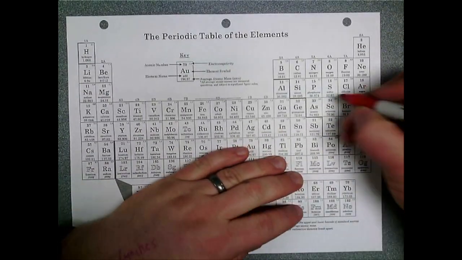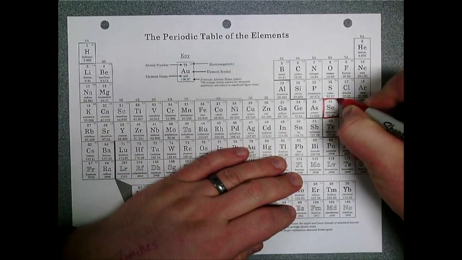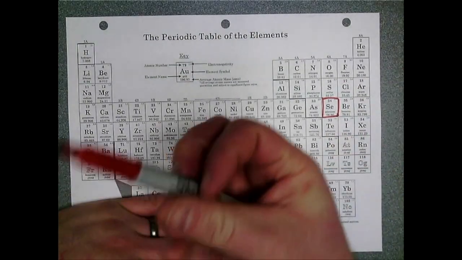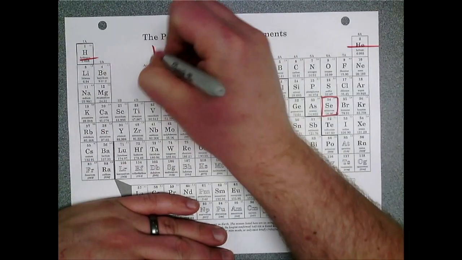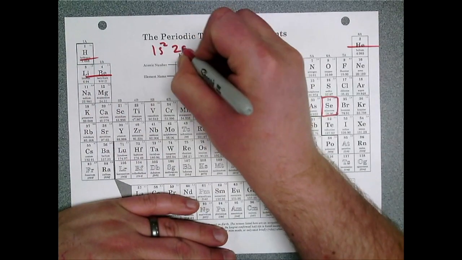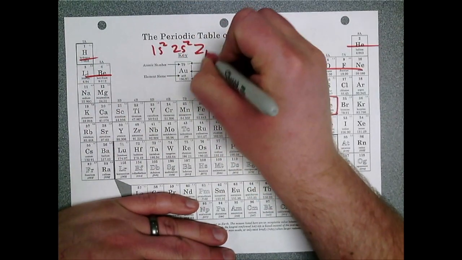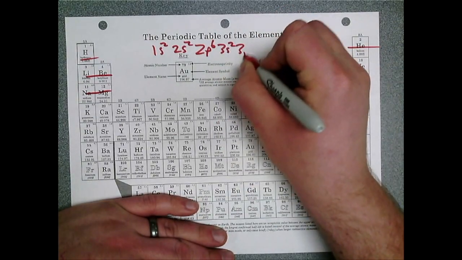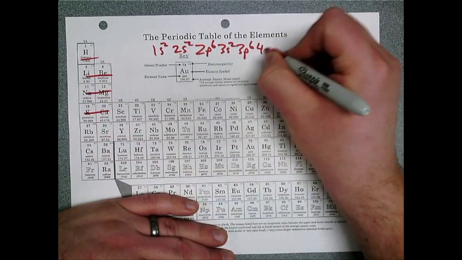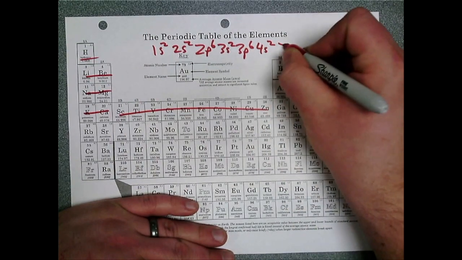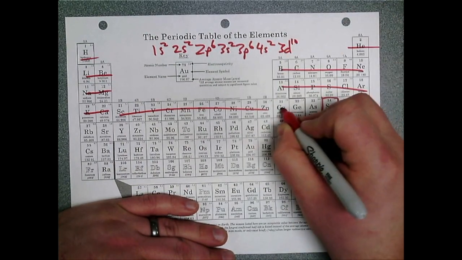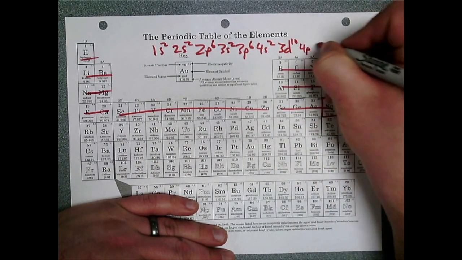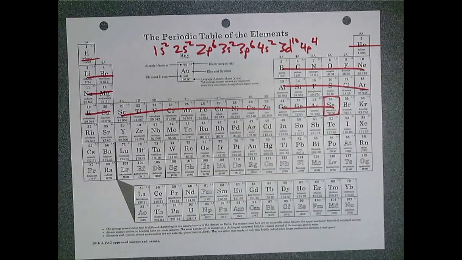So this time let's try selenium. Selenium has an electron configuration of 1s2, 2s2, 2p6, 3s2, 3p6, 4s2, 3d10, 4p4. Okay? So that gets us to selenium.